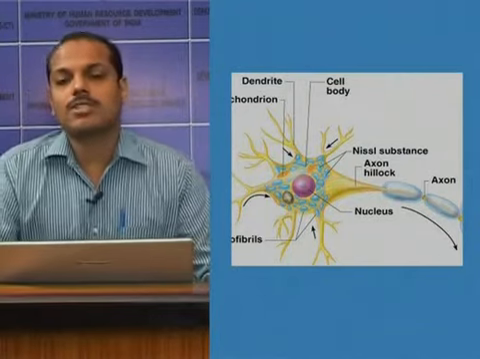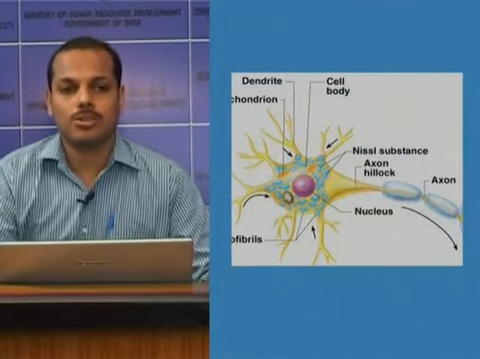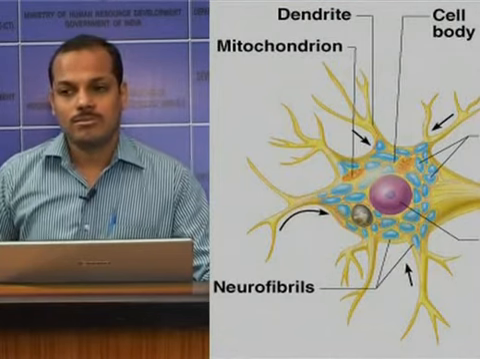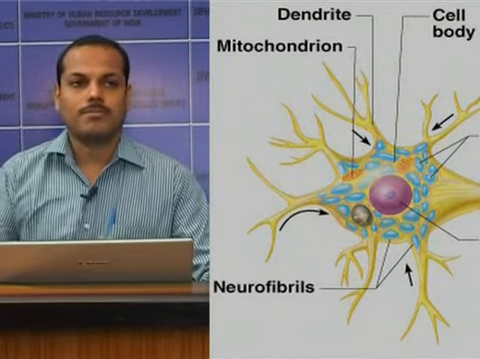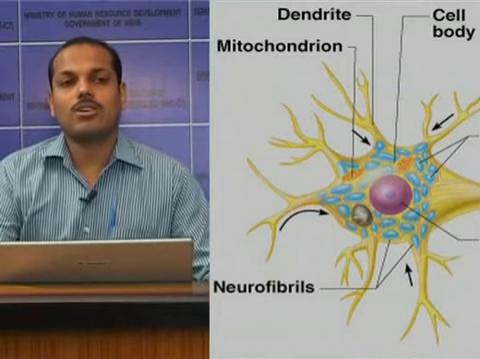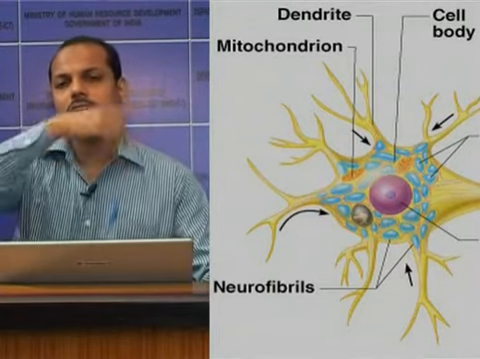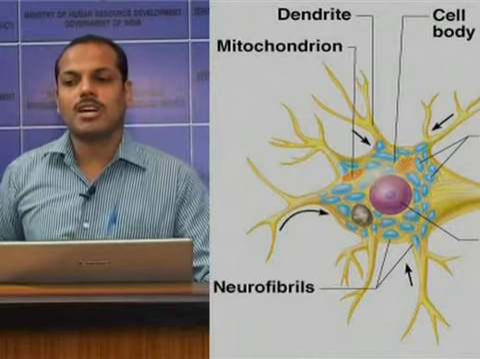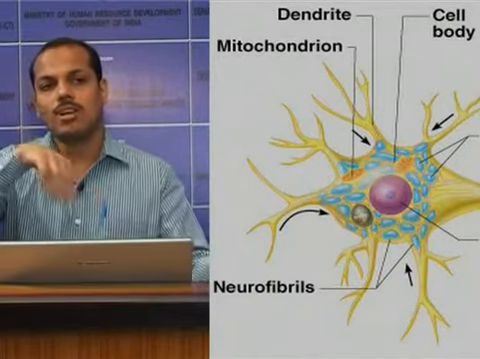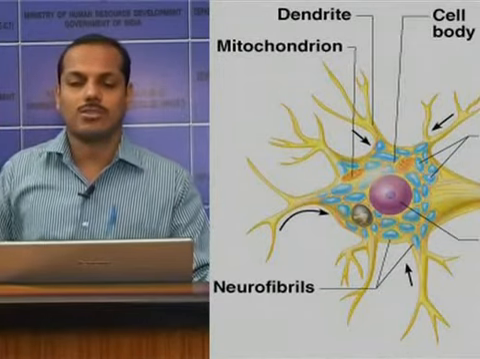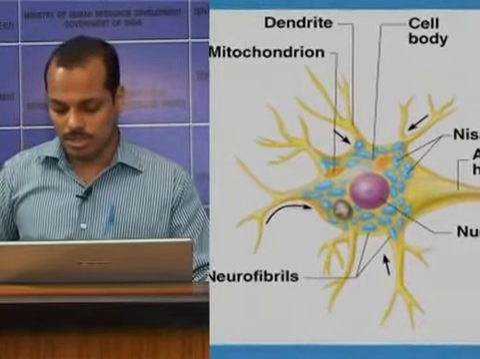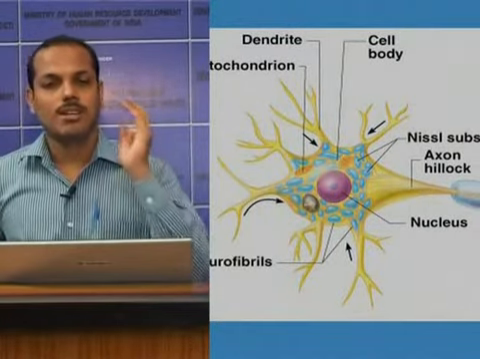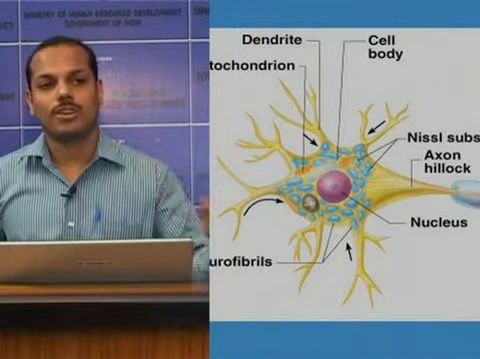The third structure commonly seen in the cell body is the mitochondria. It is present in the soma and the axon, and it is the site of production of ATP. Now, there is another structure called neurofibrils. These are thread-like structures which travel all around the soma, dendrites and axon. So there are four structures commonly seen in the soma or cell body: the nucleus, Nissl granules, mitochondria, and neurofibrils.